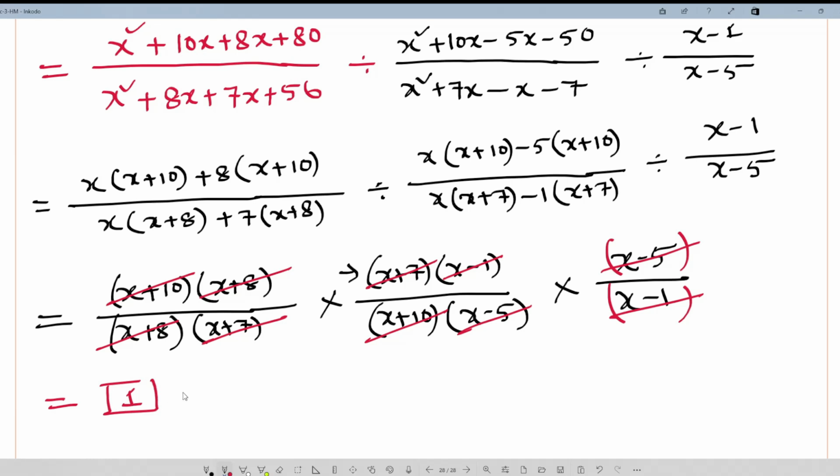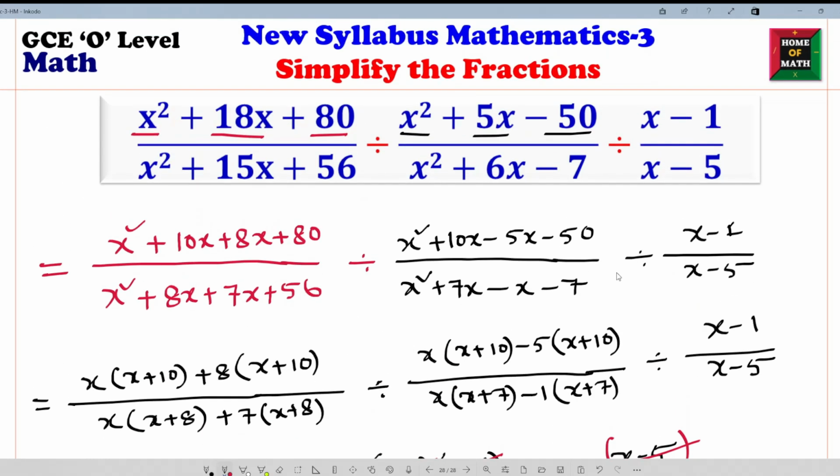So this is our simplification of these fractions. Hope you understand this one.